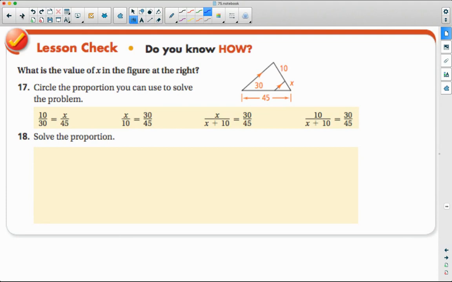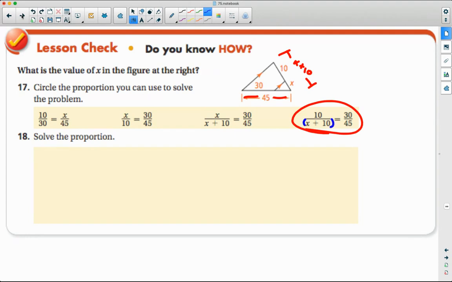What's the value of x in the figure at the right? Circle the proportion you can use to solve the problem. All right, what proportion can we use to solve the problem? Well, notice we have this whole side of 45. I don't have this whole side, but I could write it as x plus 10, right? So if I do a part over the whole equals a part over the whole, that works, which is that one right there. So let's go ahead and solve that.